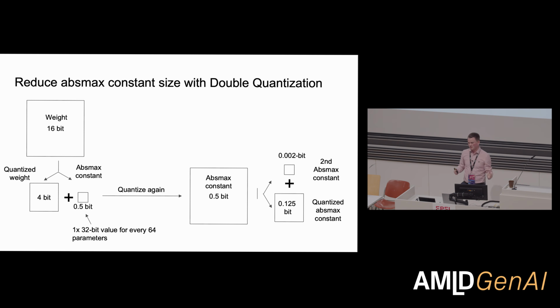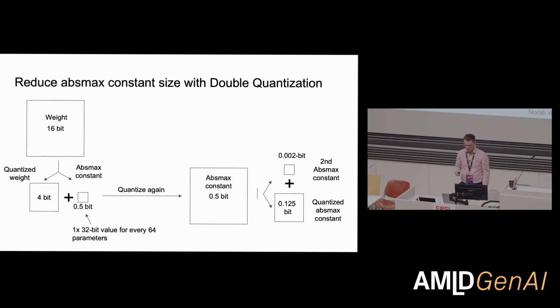double quantization. So if you quantize, you have the quantized weights and the scaling constants. What we now do is we take the scaling constants and just quantize them again. And so if you do this, it saves about 0.4 bits of information per weight. And that's a couple of gigabytes. And that is actually important to make it fit on consumer GPUs.